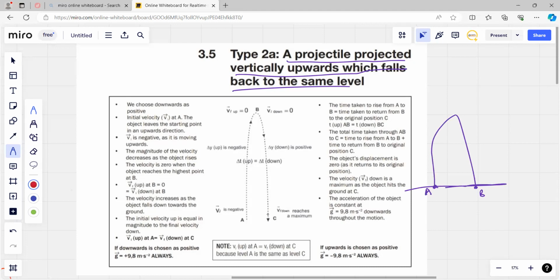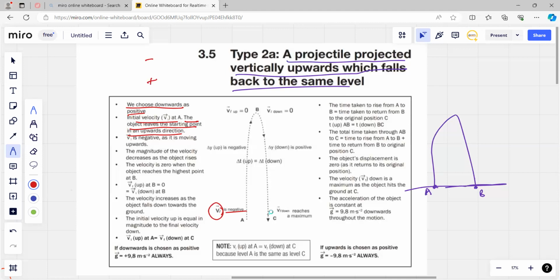We chose downward as positive, so the direction downward is positive and upward is negative. Remember, in physics, direction is very, very important. This is the initial velocity at A. The object leaves this point in an upward direction, so the initial velocity is negative, because upward is negative.